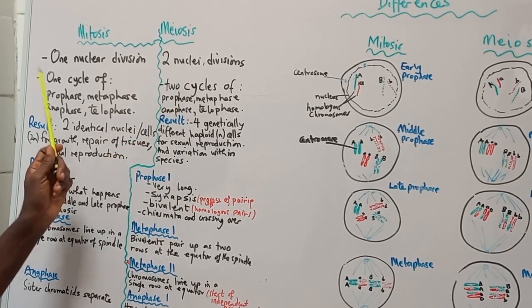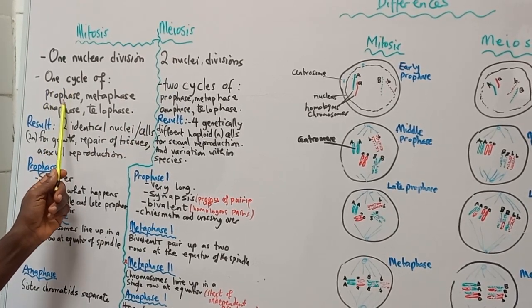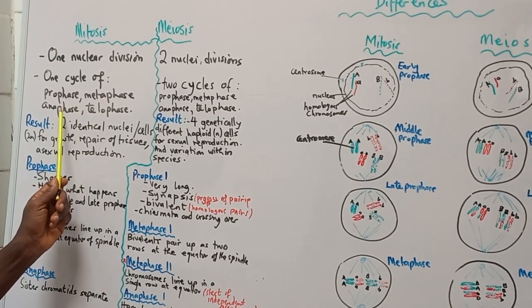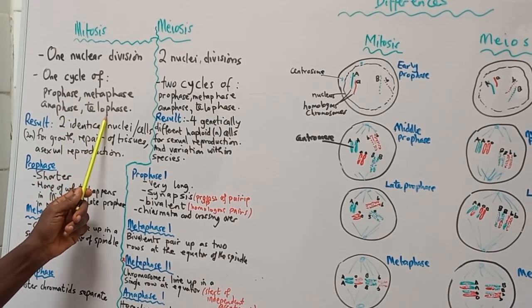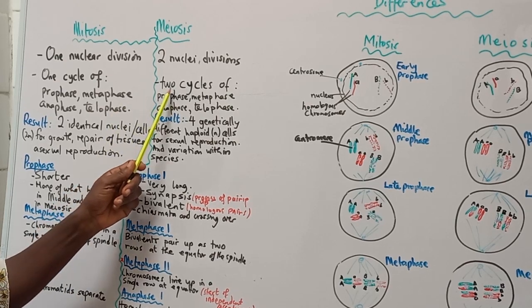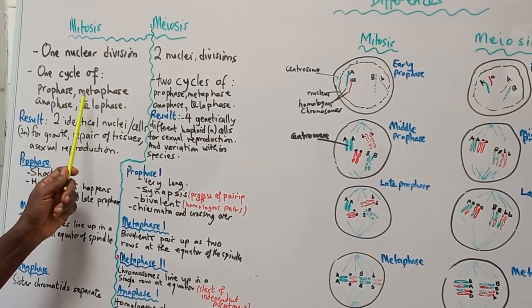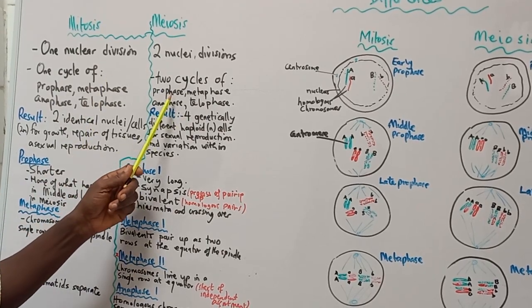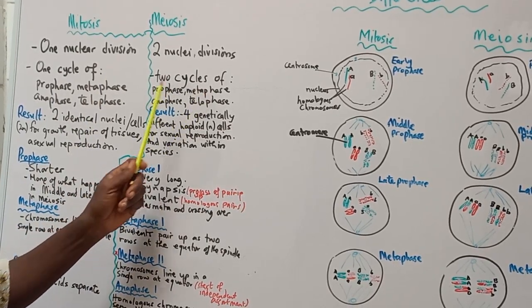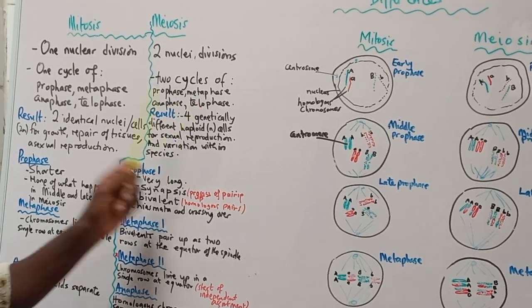We'll explain. Mitosis, one cycle of prophase, metaphase, anaphase, telophase. In meiosis, you have two cycles. You have prophase 1, metaphase 1, prophase 2. So you have two cycles of prophase, metaphase, anaphase, telophase.